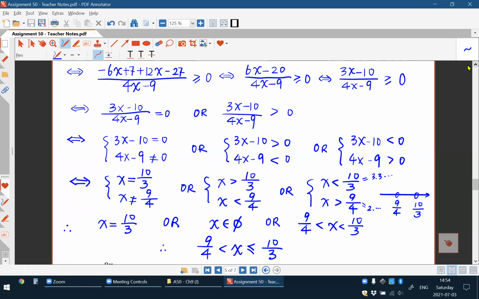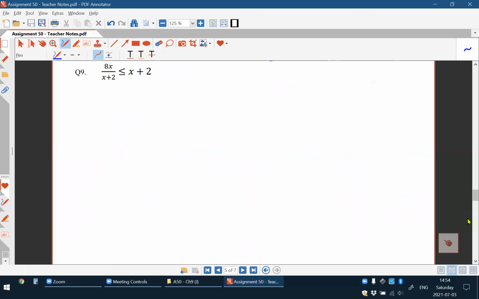Oh, okay, let's see question 9. Okay, the original question is equivalent to putting everything on the left-hand side. And x plus 2 becomes minus (x plus 2), smaller than or equal to 0.